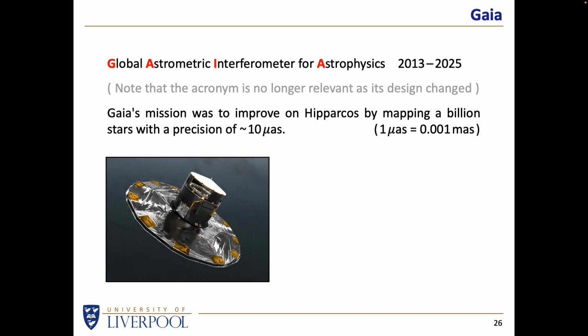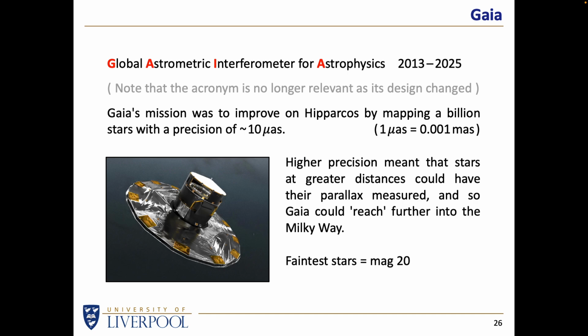1 micro-arcsecond being 1,000th of a milli-arcsecond, which is 1,000th of an arcsecond, which is pretty much the smallest angle that we ever have to deal with as amateur astronomers. But here we're talking about 10 millionths of an arcsecond.